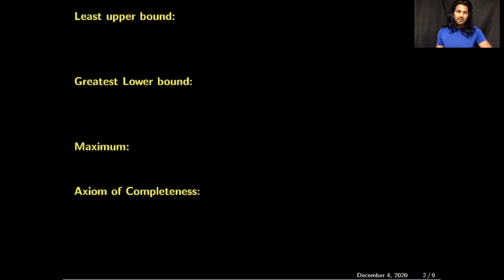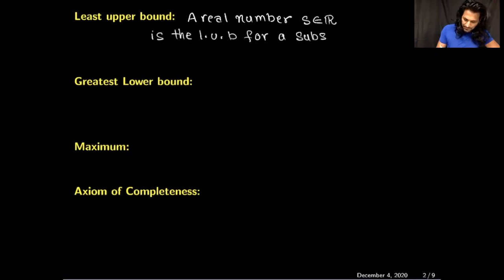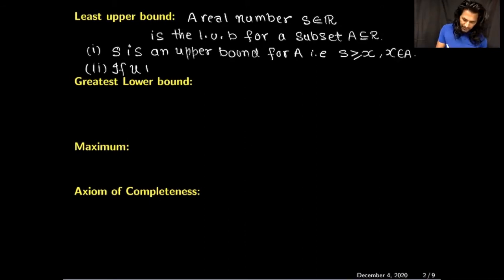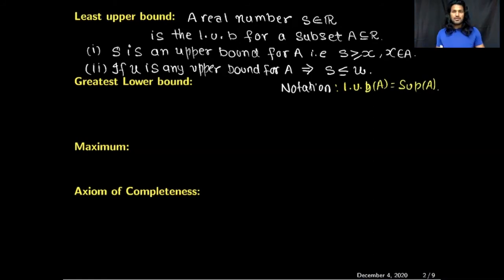So first, let me recall the definition of the least upper bound and also the definition of the greatest lower bound and what is the axiom of completeness. I will begin with the definition of the least upper bound. So here is the definition of the least upper bound. The least upper bound is a real number and this real number satisfies two properties.